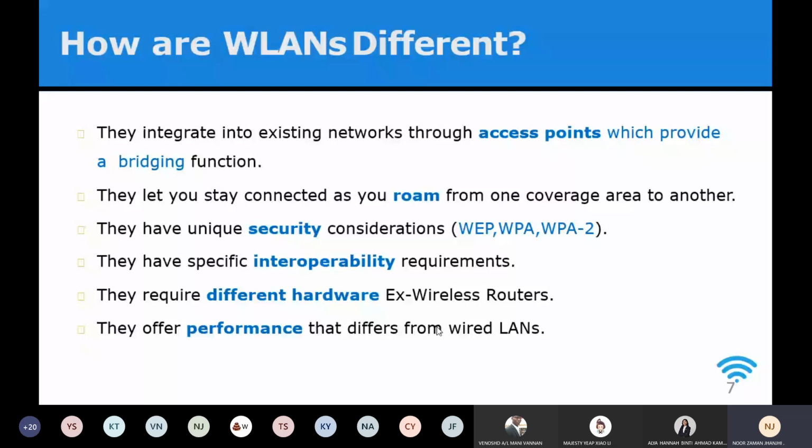Now, the access point also helps us with specific interoperability. They also require different hardware, like wireless routers as well. Their performance is very good. We notice and experience it everywhere. But when we wish to compare their performance with wired LANs, this is not possible. It cannot be, for so many different reasons that we have been discussing from day one.